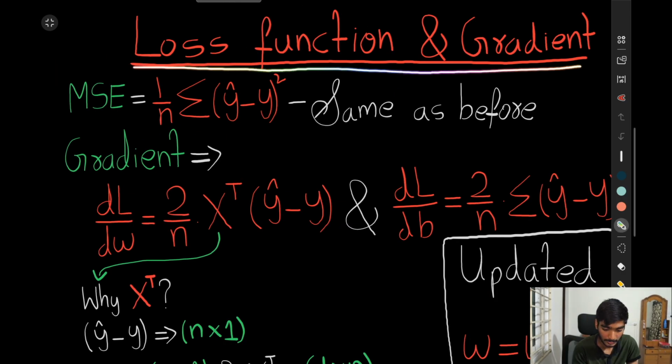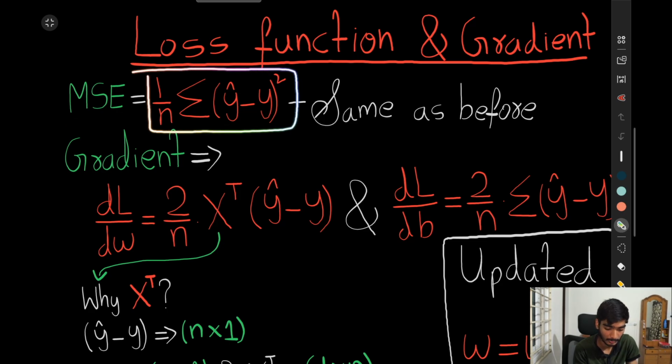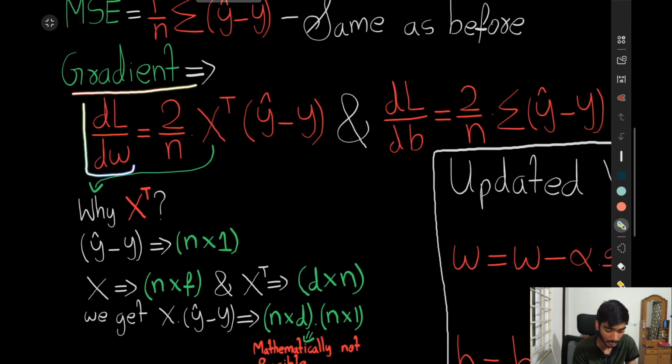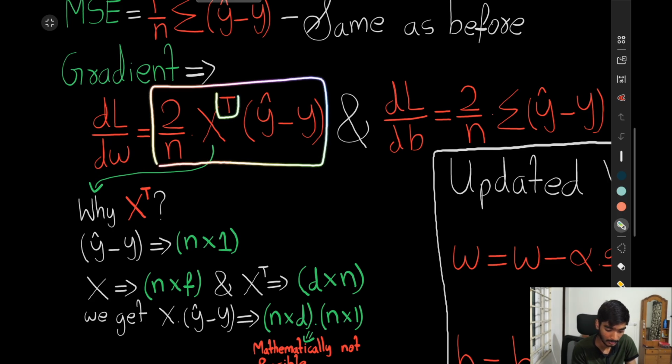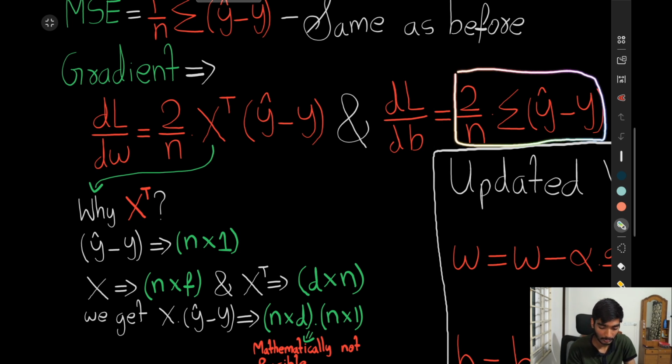The loss function, gradient and update rules are all the same, but just with matrix derivatives instead of the scalar derivatives like we did in simple linear regression. The loss function we'll be using is mean squared error, which is equal to 1 by n times the sum of the squared errors, same as before. In the gradient, the derivative of the loss function with respect to w is 2 by n times x transpose. Remember this word transpose, I'll explain it to you. X transpose times the error, and the derivative of the loss function with respect to bias is the same as before, 2 by n times the sum of errors.